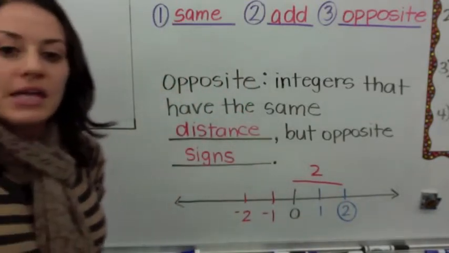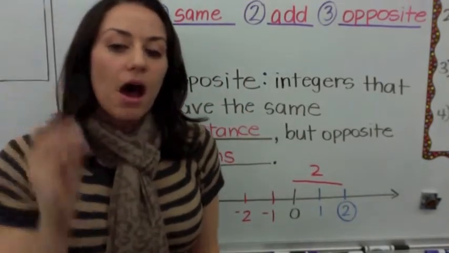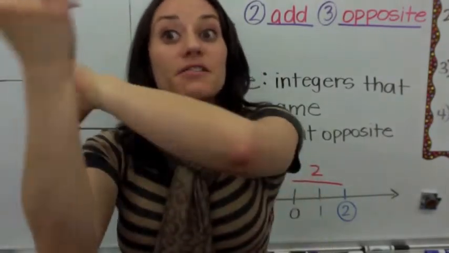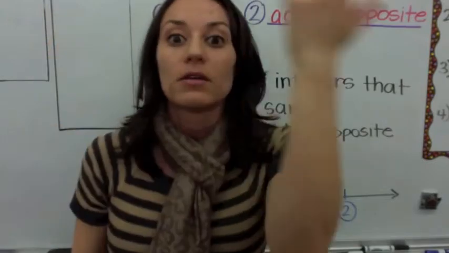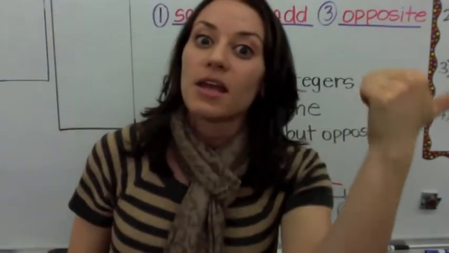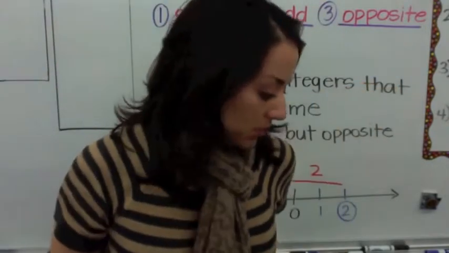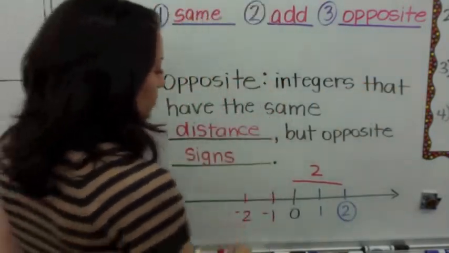Now, what is the opposite of positive 2? The opposite of positive, or addition, is negative. What's the opposite of positive? Negative. So let's look at negative 2.